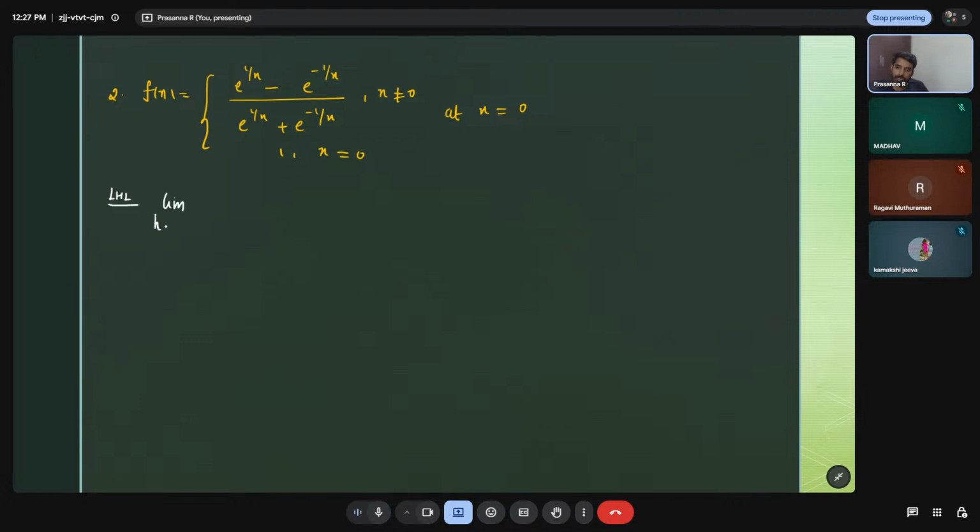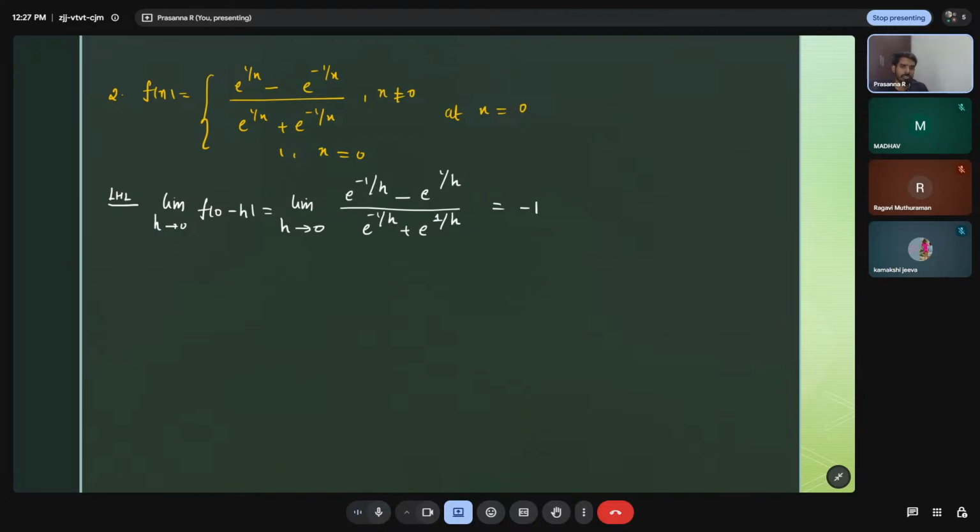So limit h tending to 0, f of a minus h. So this is limit h tending to 0, f of minus h. This is e power minus 1 by h, this is e power plus 1 by h. e power minus 1 by h plus e power plus 1 by h, right? Now when h is tending to infinity, this will tend to 0, this will tend to 0, this will tend to infinity by infinity, which overall will tend to minus 1. Overall it will tend to minus 1.